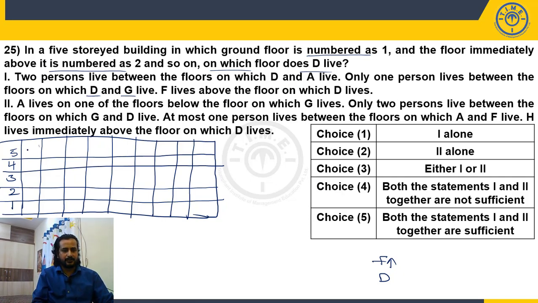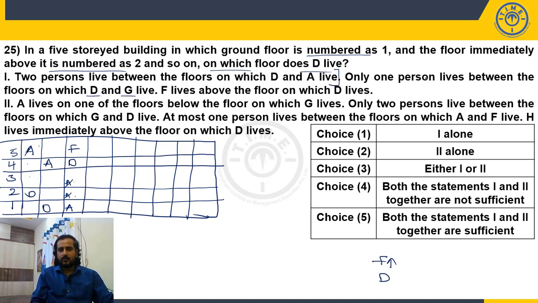Let me check each and every case. 2 persons live between A and D. A here, D here. Can I take the A here? No, I cannot take the A here because 2 has to be gapped. Can I take the A here? No. If I take the A here, D will be on the topmost floor, but F lives above the floor on which D lives. Can I take the A here? Yes. A, 2 gap, D. So this will be automatically F. Now till here completely utilized.